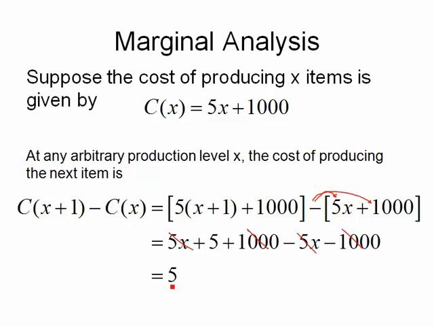So we went from C of 10 to C of 11, and our cost increased by 5. This is telling me if I increase my production 1 unit, no matter what we were producing, it's still going to be an increase of 5.